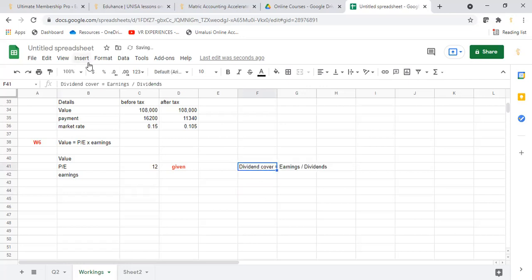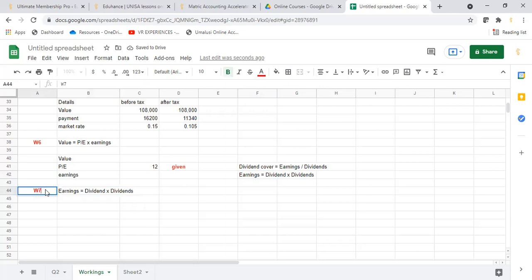I know I have dividend cover. I need earnings. The question is, do I have dividends? And the answer is yes, I do have dividends, because remember, they told me in note number six that the investment income relates to dividends. So that means I do have dividends. So I have dividend cover, I have dividends. So therefore, to rearrange this equation, earnings equals dividend cover times dividends. So now I can work out earnings. So all I do is I take this formula, and that is how you have to think.